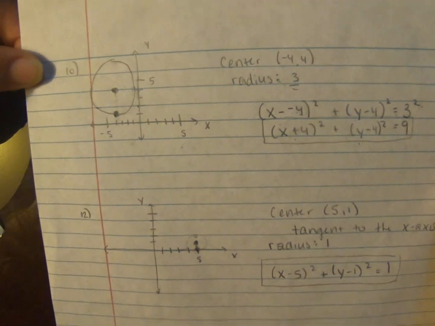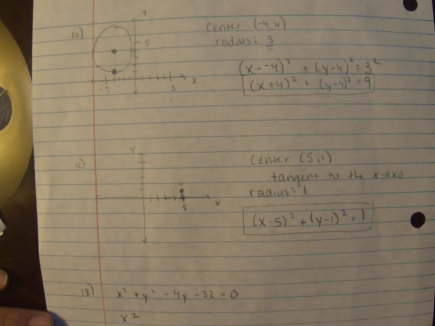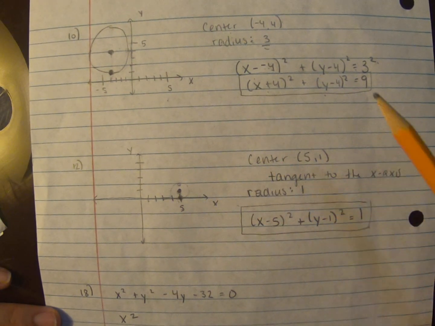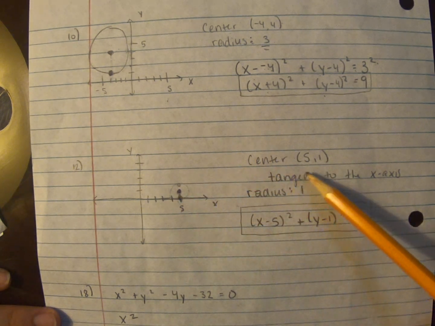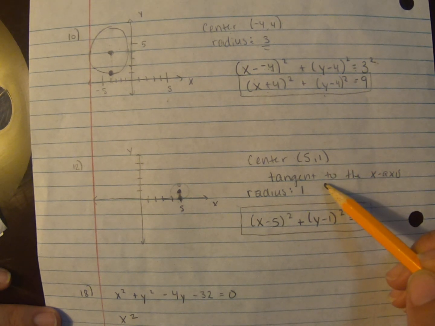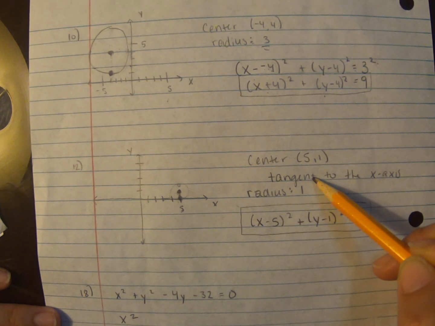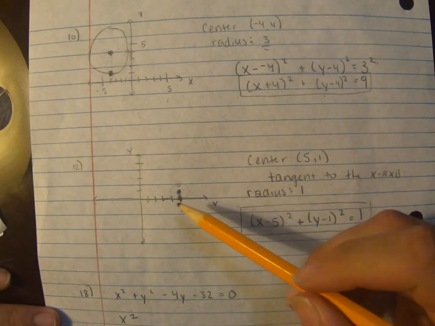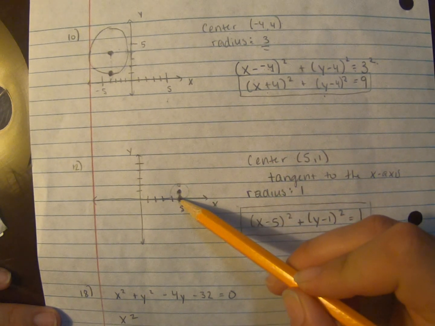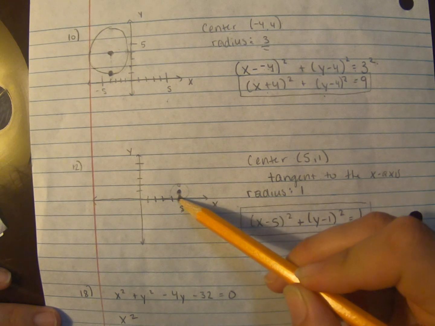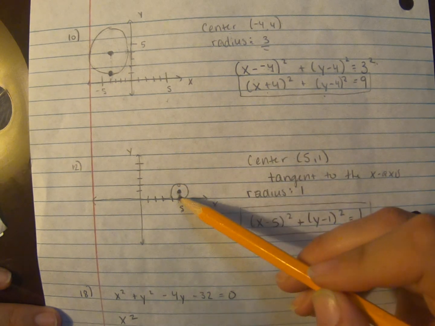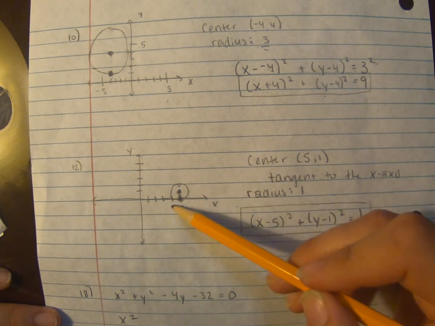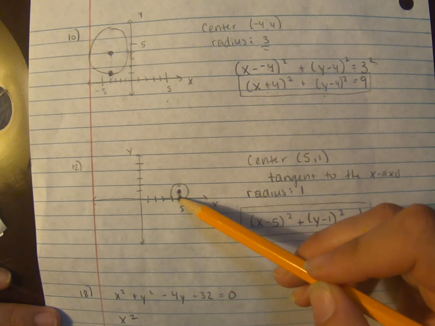Number 12 is more difficult, using this vocabulary word tangent. So again, here's my picture. Here's the center at 5, 1. We're told that the circle is tangent to the x-axis, which means that the circle just touches the x-axis, and a circle can only touch a line in one place. So here's where it would touch the x-axis. Tangent means the edge touches it, not that it goes through it, but that the x-axis is actually on the outer edge of the circle.